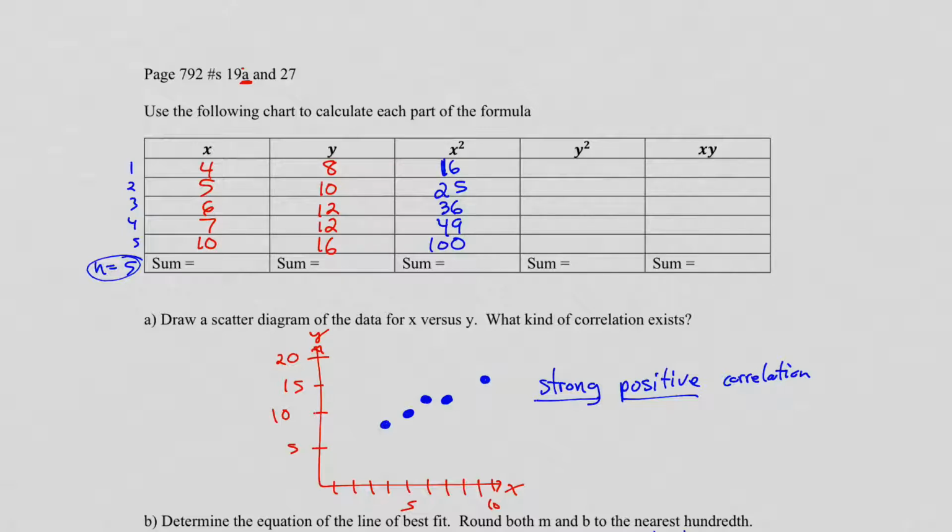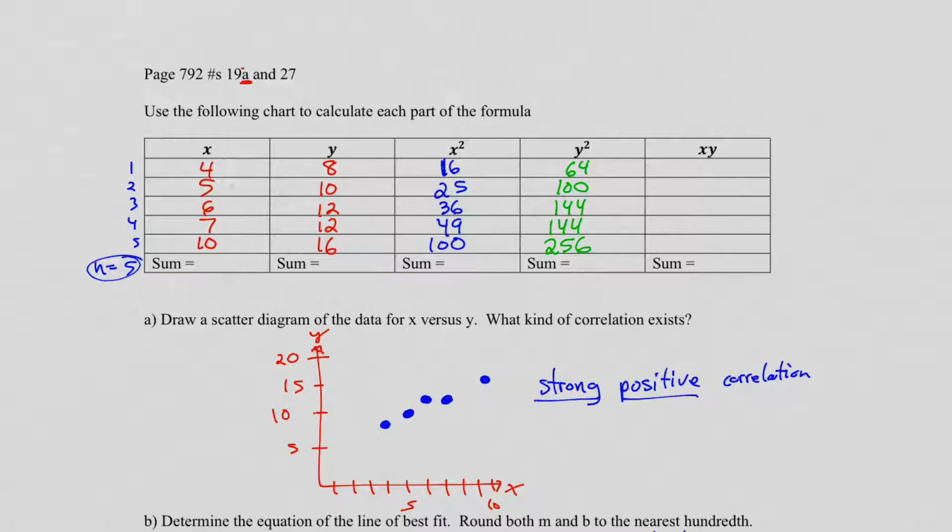Then we want the y squared. And I can do a different color for the y squared. So y squared is 8 squared is 64. 10 squared is 100. 12 squared is 144. And 16 squared is 256. Okay?